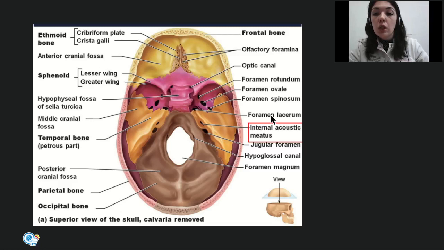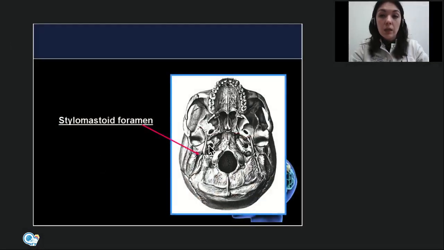At the level of the posterior wall of the tympanic cavity, it forms its second bend, and it goes after that vertically downward until it reaches the stylomastoid foramen. So the stylomastoid foramen is the end of the facial canal. It is a foramen through which the facial nerve leaves the cranial cavity.